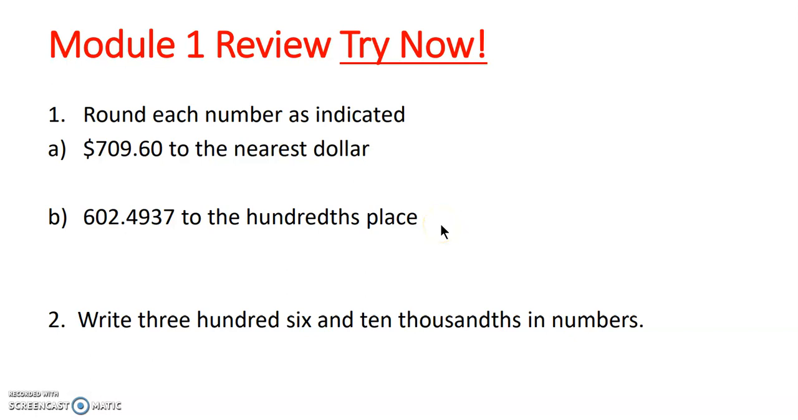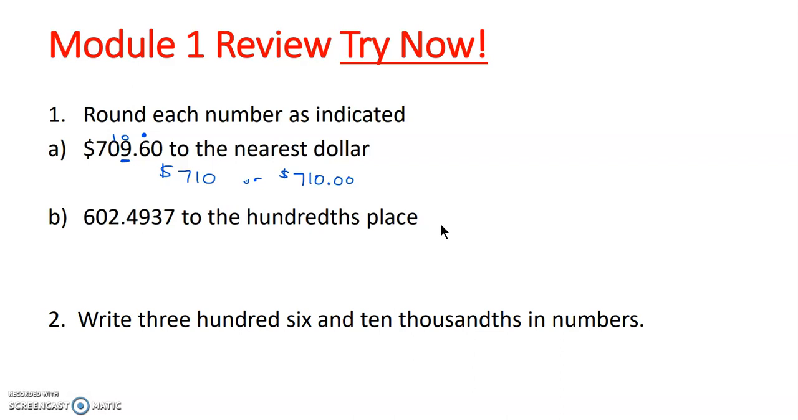Okay, now that you've had a chance to try it, let's take a look. We're going to round to the dollar. So this is our dollars place, the ones place, and we're going to be using the decimal beside the 6. The 6 will push the 9 up to become a 10. So we're going to be rounding this to $710. And you can write it as 710 or 710.00. That works too.